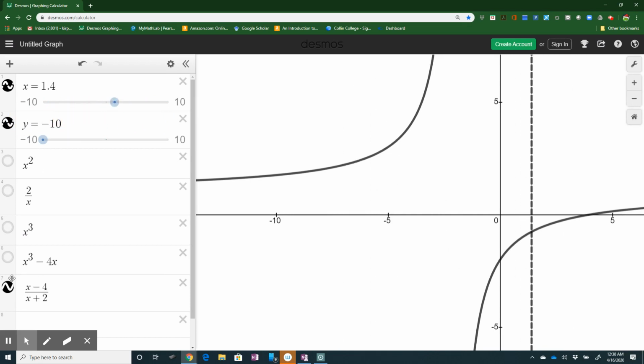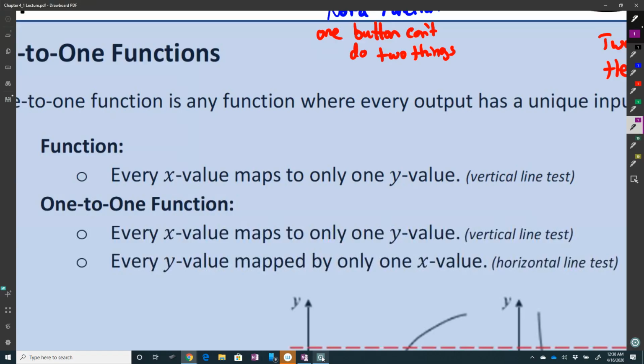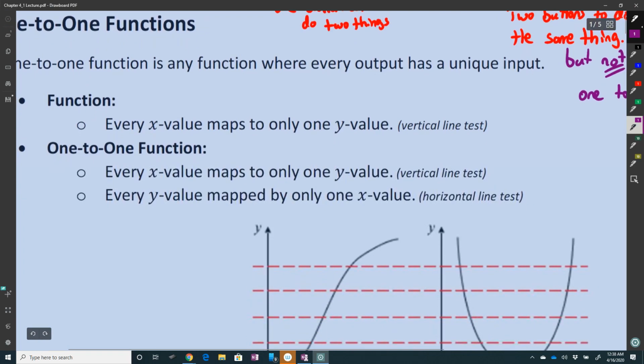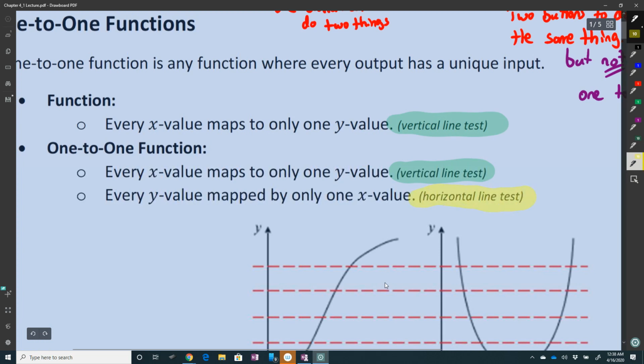But now which ones are one-to-one and not one-to-one? So to tell that, instead of doing a vertical line test, we're also going to do, so the vertical line test is what we did before, but for it to be one-to-one, it also has to pass the horizontal line test. It has to pass both.